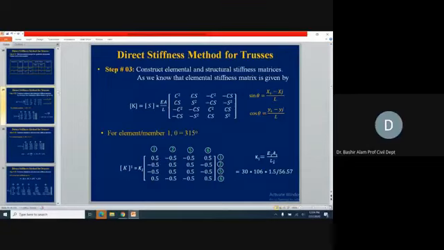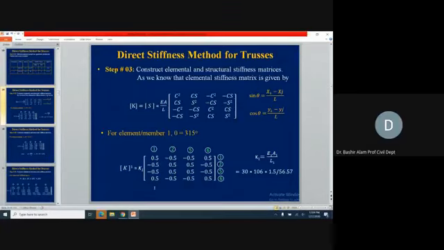K1 is EA over L. So EA over L I'm finding out from this one. This is becoming my EA over L value. L1 was there, A1 was there, and E was there. This is 10 to the power 6. This is how we calculate K1 now. This is the elemental stiffness coefficient matrix for member 1.